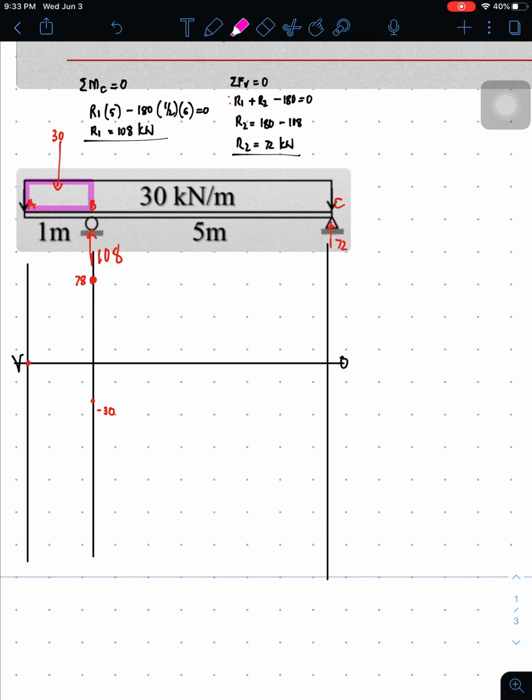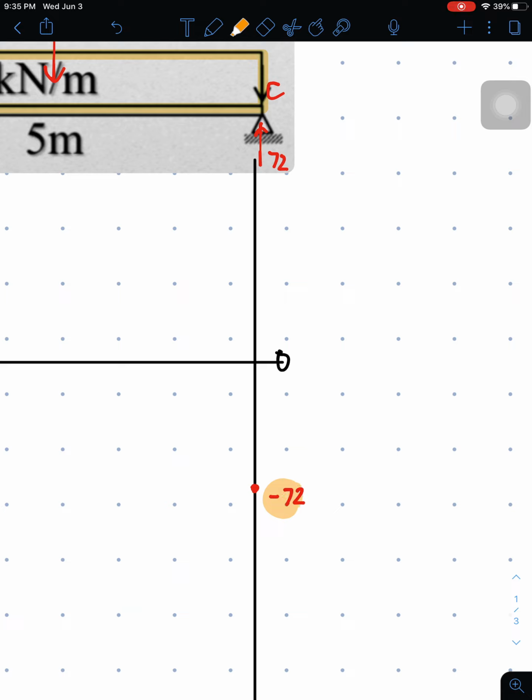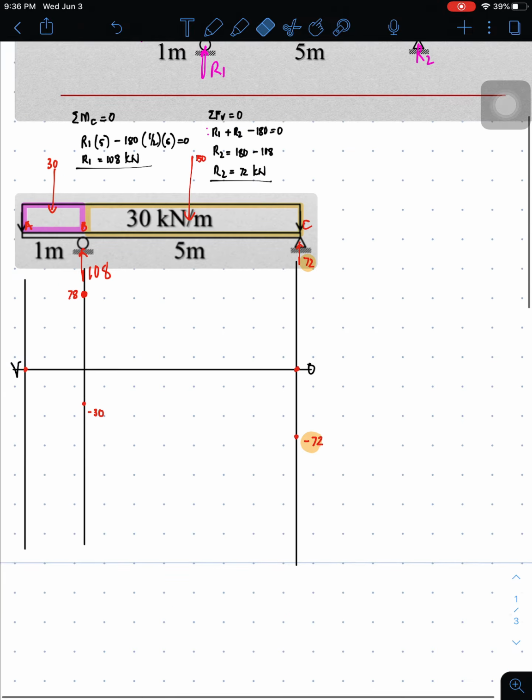Next, negative 72. To close the figure, we have to get the difference of negative 72 and 72 upward. Negative 72 and 72 upward. So plus because it's upward. So that's 0. So it returns to zero there. So that's the shortcut. It is easy to do. Then this time, we can now plot the shear diagram.